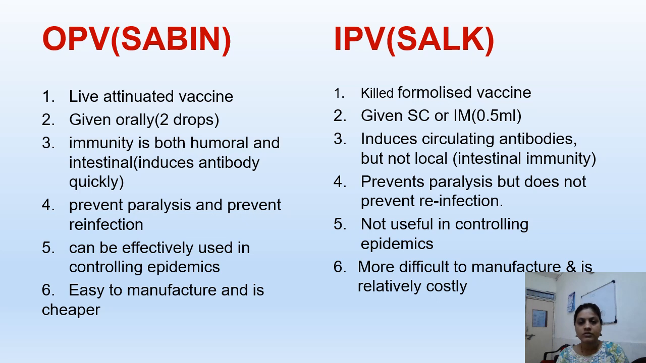In contrast, let's see the points for the Salk vaccine, or the IPV vaccine. It's a killed and formalized vaccine, which is given subcutaneously or intramuscularly. It induces circulating antibodies, but there is no development of any form of local immunity. It prevents paralysis, but does not prevent reinfection. It's not useful in controlling epidemics, is more difficult to manufacture, and is relatively costly.